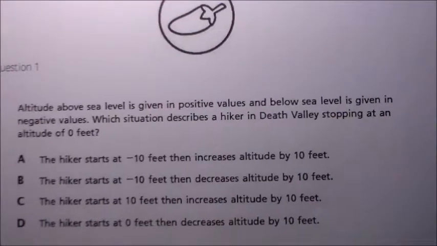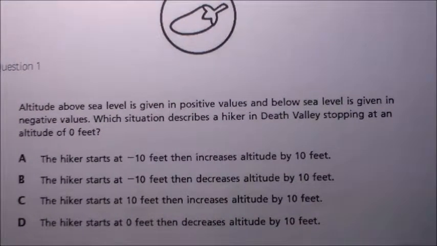Question 1. Altitude above sea level is given in positive values, and below sea level is given in negative values. Which situation describes a hiker in Death Valley stopping at an altitude of 0 feet?